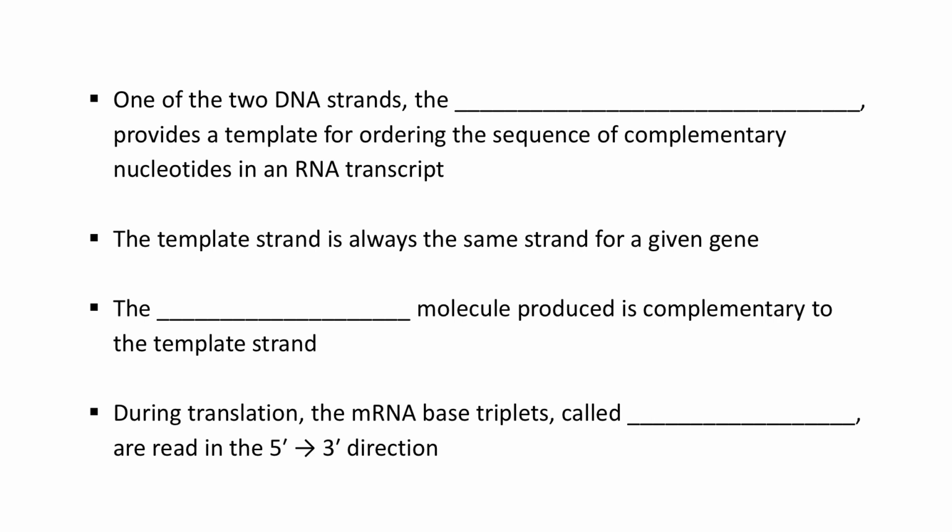So like I just mentioned, one of the 2 DNA strands is going to be called the template strand, and that template strand is going to be used as the template to provide the correct complementary nucleotides in order to synthesize the mRNA, like I just showed you on the previous figure. The template strand is always the same strand for a given gene. The mRNA molecule that is produced is complementary to that template strand.